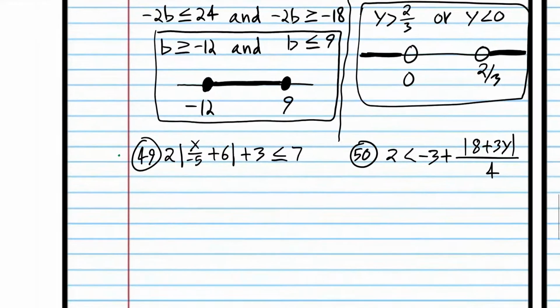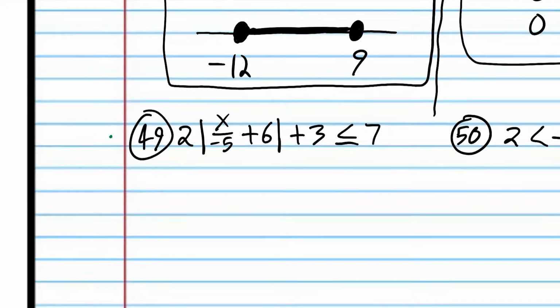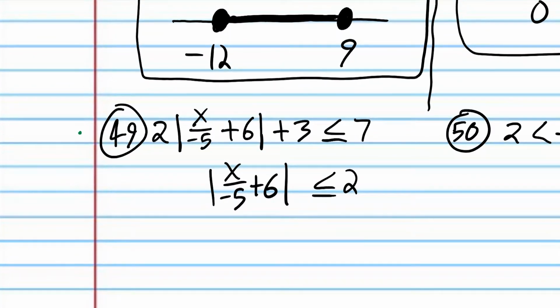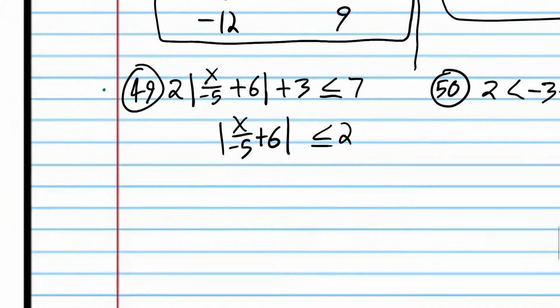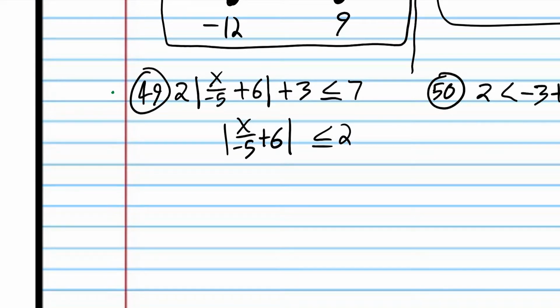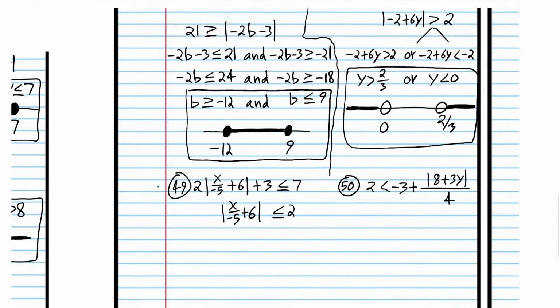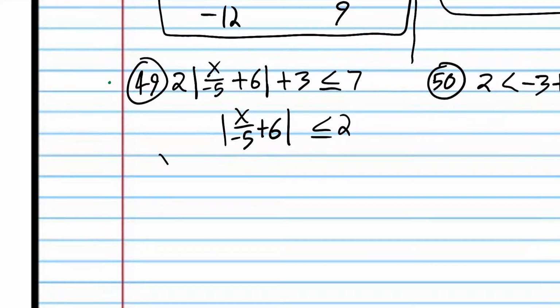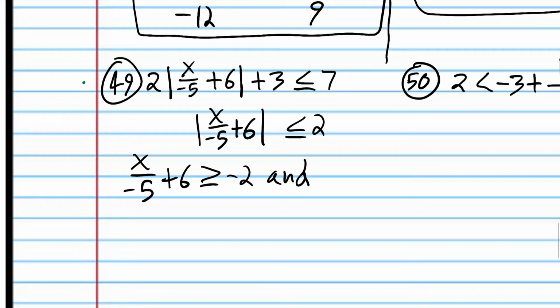All right, we're back. So we're going to subtract 3 from both sides, divide both sides by 2, and we get the absolute value of x over negative 5 plus 6 is less than or equal to 2. All right, so now we have the absolute value is less than or equal to 2, so that's the situation where we have x over negative 5 plus 6 is greater than or equal to negative 2, and we have to use the and word. x over negative 5 plus 6 is less than or equal to 2.